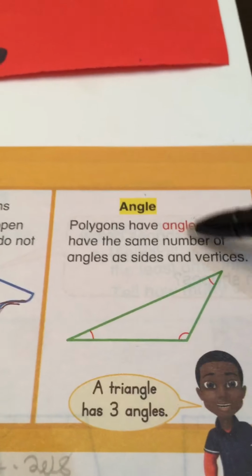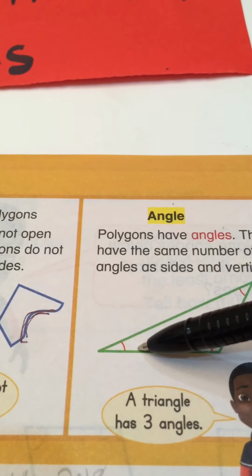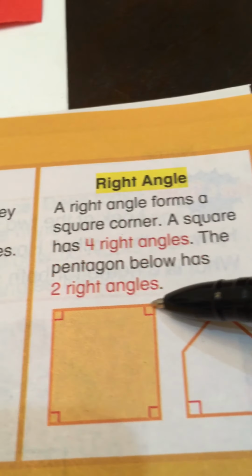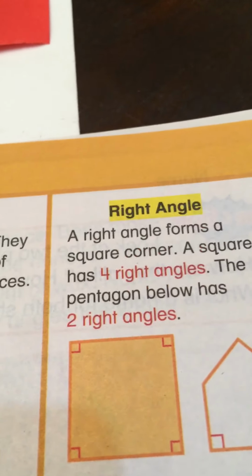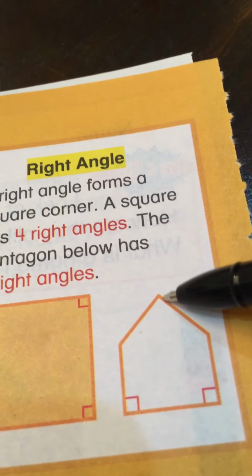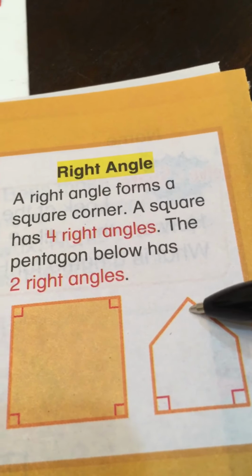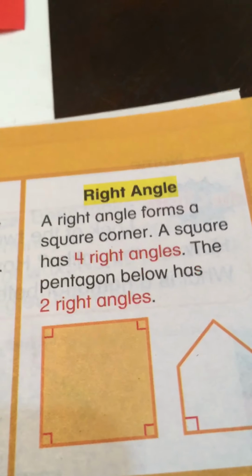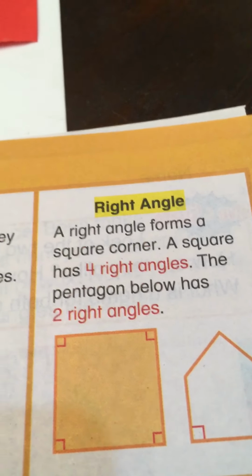An angle, here you see these are the angles as we said, and the right angles here. So here we have 4 right angles, and this shape has 2 right angles, because these corners are not square shape.